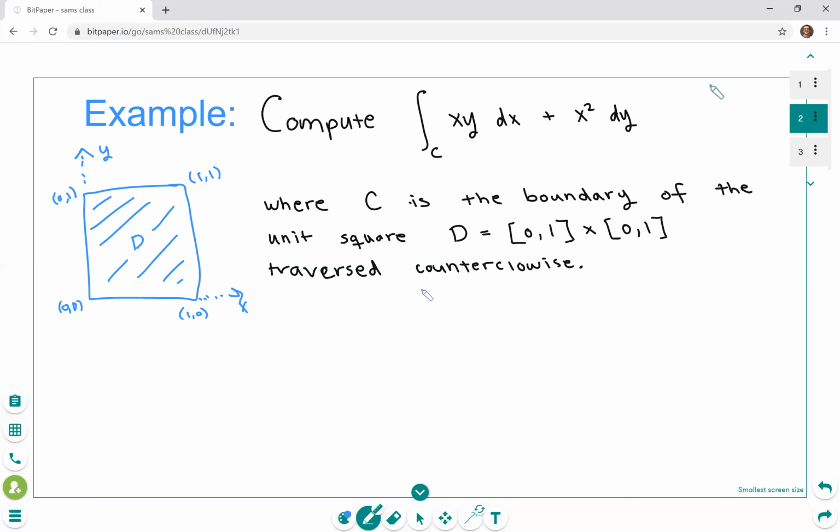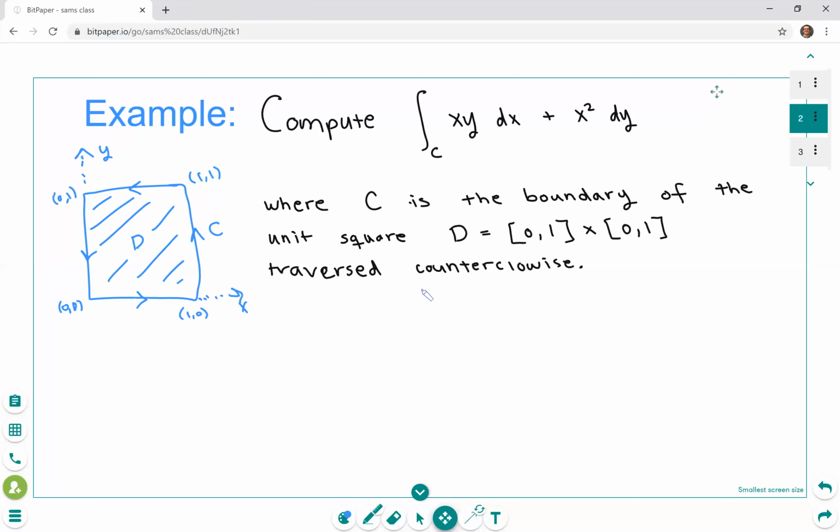C is the boundary of the unit square. So it's these lines that make up the edges. So this is C. Now you want to picture yourself walking along this curve. Is the region on your left? Yes. Okay, so this is positively oriented, so we don't have to multiply by a -1. We just straight up use the formula.